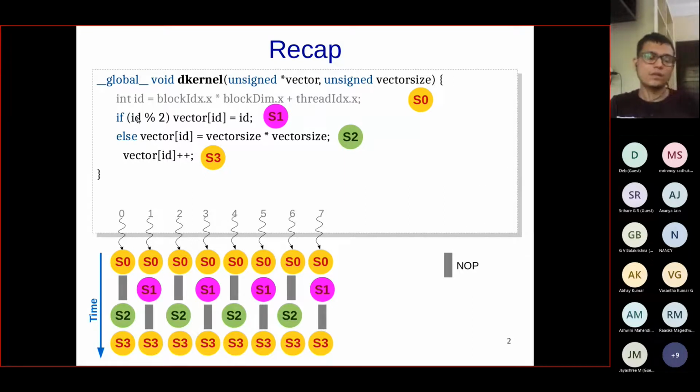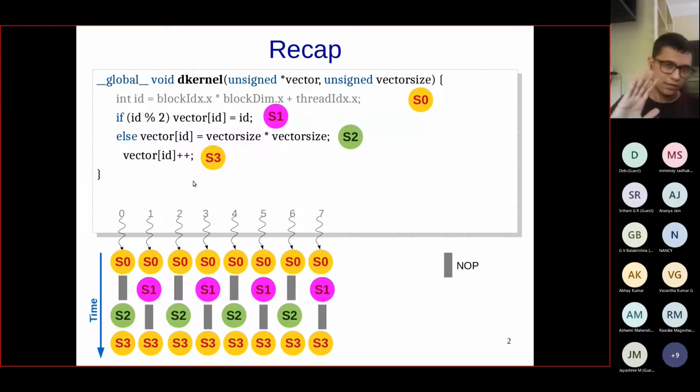Then we saw that the ID of the thread can be either even or odd. If the ID of the thread is odd, it will execute statement s1, and if the ID of the thread is even, it will execute statement s2. So the statement s0 will be executed by all the warp threads, but s1 will be executed by odd ID threads, s2 will be executed by even ID threads, and then again s3 will be executed by all the threads. You can see it as shown here.